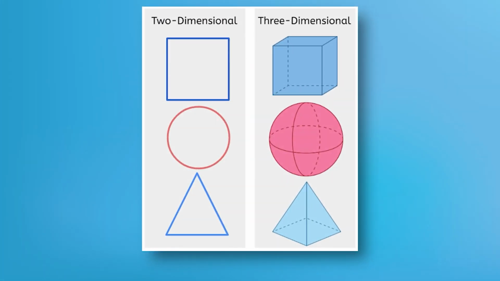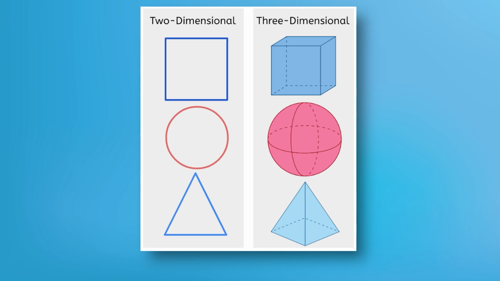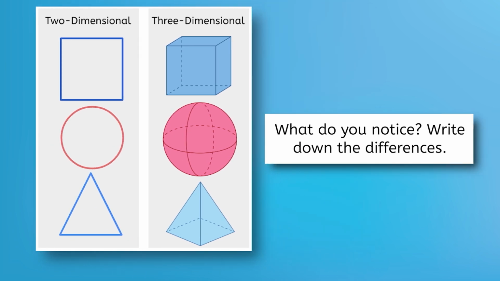The first part of the manual is titled 2D and 3D shapes, but I didn't need 3D glasses for training. On the left are two-dimensional shapes, and the shapes on the right are three-dimensional. What do you notice? Write down the differences between 2D and 3D shapes.